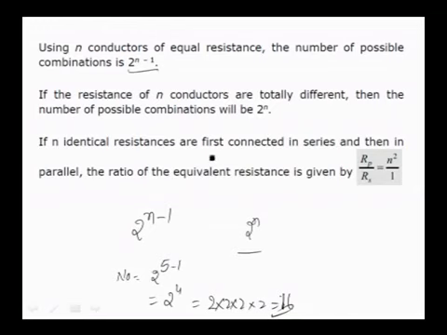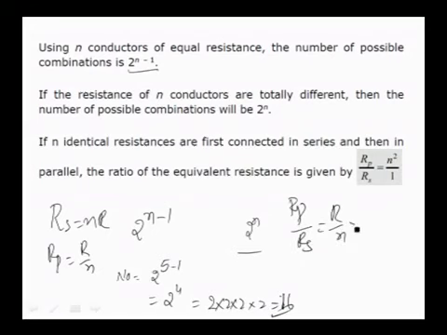If n identical resistors are first connected in series, then connected in parallel, the effective resistance is given by, say for example, when equal resistors are connected in series it is nR. In case of parallel, R by n. If you take the ratio of these two, Rp divided by Rs, Rp is R by n and Rs is nR, cancelling these we get Rp divided by Rs is equal to 1 by n square.